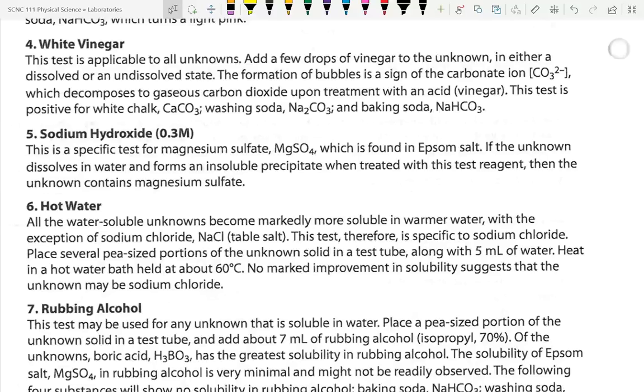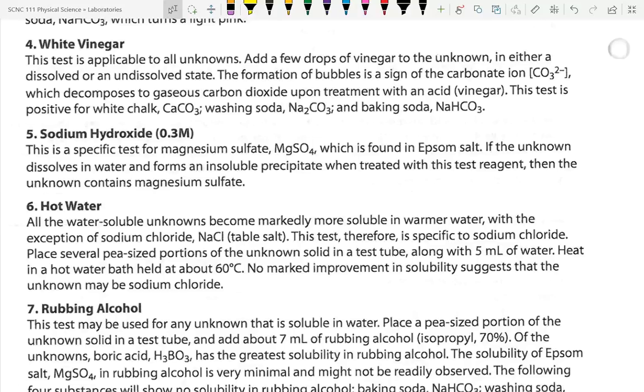Okay, the final one, rubbing alcohol. The rubbing alcohol test is just like the water solubility test, except for using 70% isopropanol. It does say you put in about 7 milliliters, which would be pretty much filling up to maybe a centimeter from the top of your beaker when you're using this. I'm just trusting you to pour this. Be careful, don't spill everywhere.